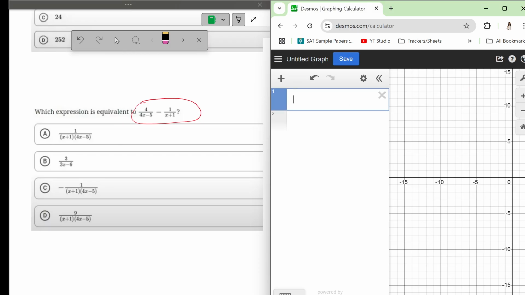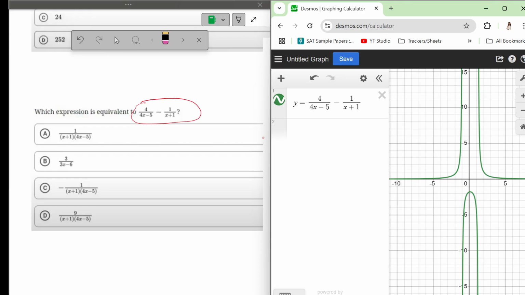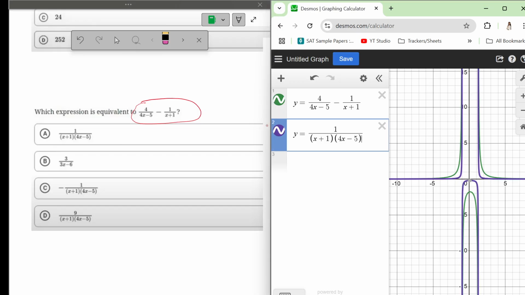So y is equal to 4 over 4x minus 5 minus 1 over x plus 1. That's the graph of the given expression. Now you have to plot all the answer choices one by one. So y is equal to 1 over x plus 1 times 4x minus 5. Now you see the purple graph has not superimposed the green graph, so answer choice A is not correct. Let's plot answer choice B.